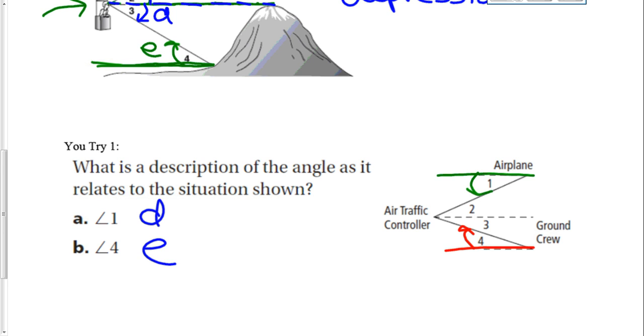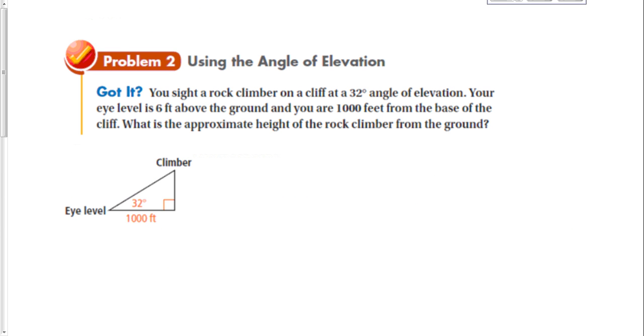So let's change the page. Let's first look at our angle of elevation. So here's what the problem says. It says you sight a rock climber on a cliff at a 32-degree angle of elevation. Your eye level is 6 feet above the ground, and you are 1,000 feet from the base of the cliff. What's the approximate height of the rock climber from the ground?